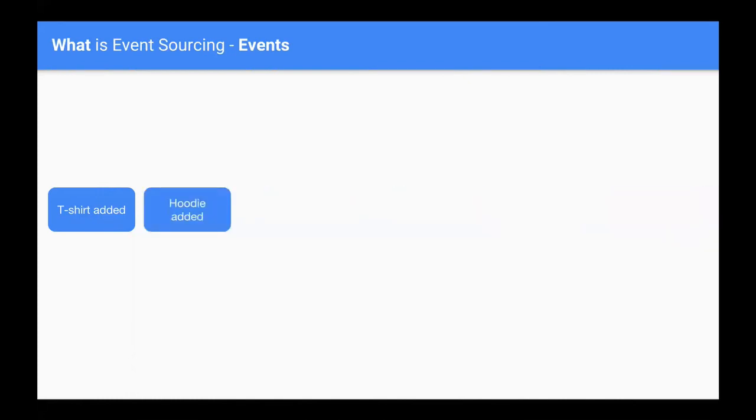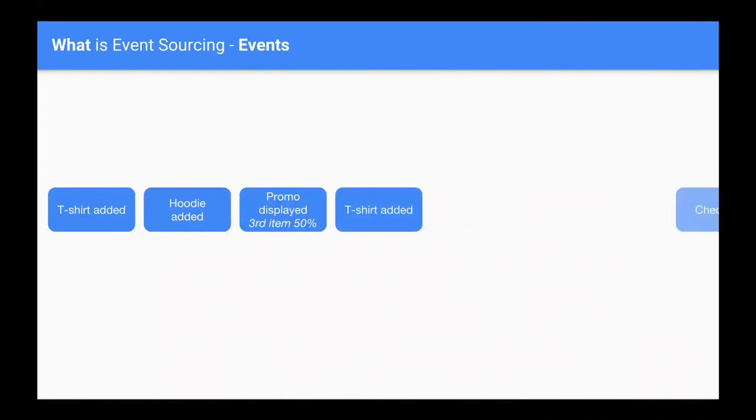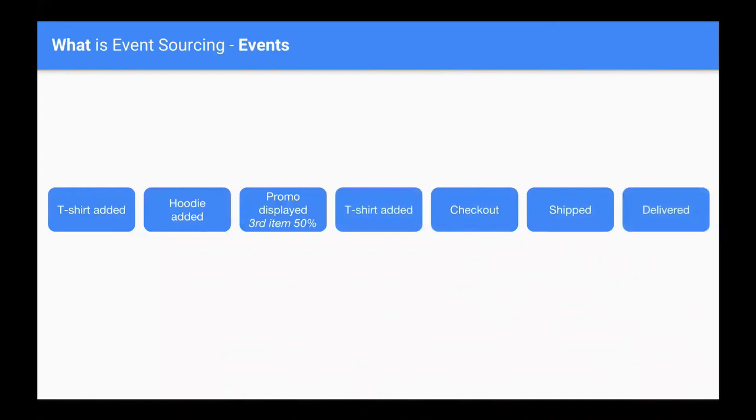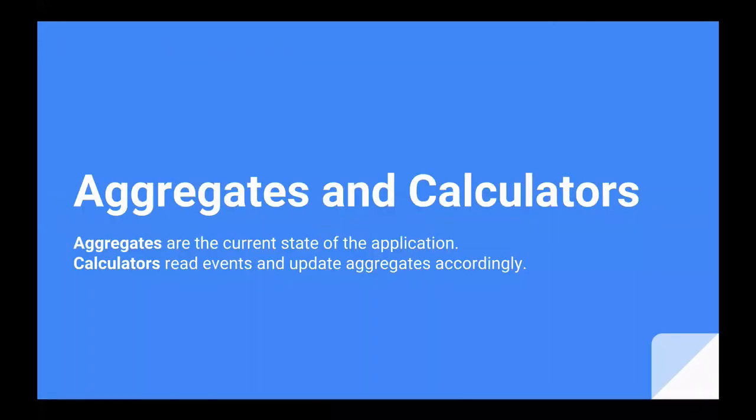And then the user finds a hoodie, and so he clicks on the add to cart button, and we have a new event, hoodie added. And then we have some sort of system event that tells us that a promo has been displayed, saying that the third item is 50% off. Magic! The user adds a T-shirt, another T-shirt. And then he checks out. And then the day after we ship the order, and the following day, the order is delivered. So that's the whole life cycle of the order, unless he doesn't like the T-shirt and returns it, obviously.